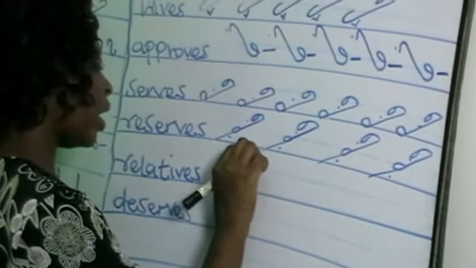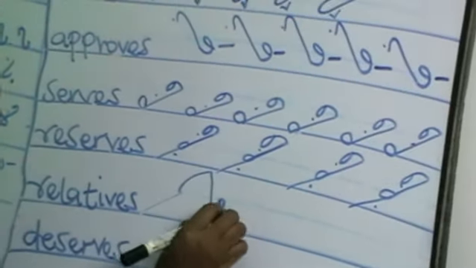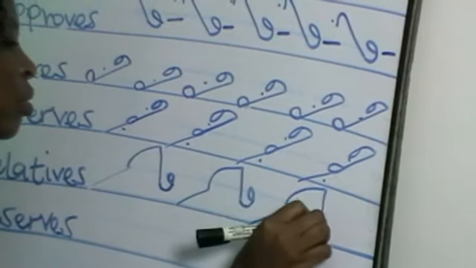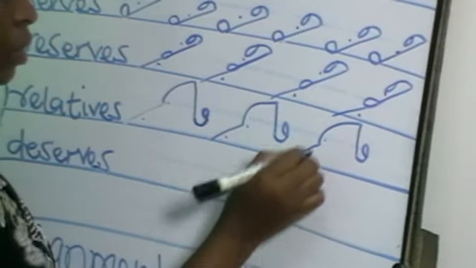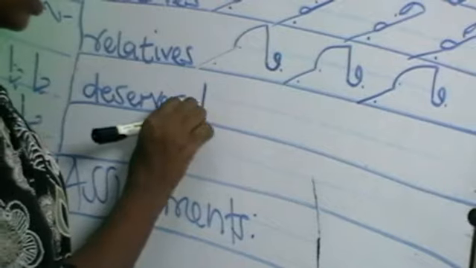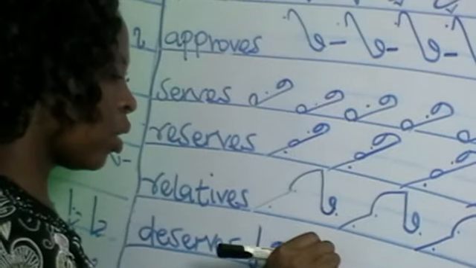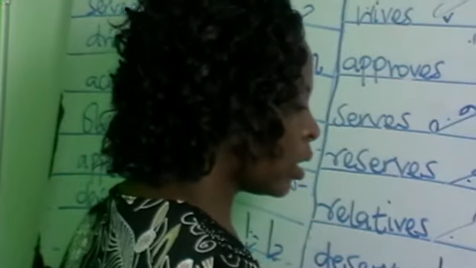Then we have the word relatives. Upward ray, upward L, a stroke of T, ukti for V, and a circle inside. That is how we drill relatives. We have a short E at the end. Then we have the word deserves. Stroke of D, a circle, ukti for V, and another circle. Deserves.